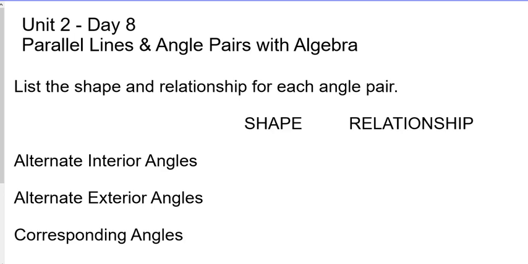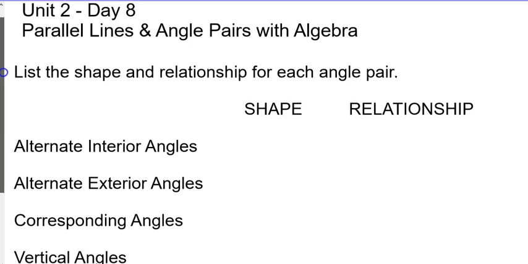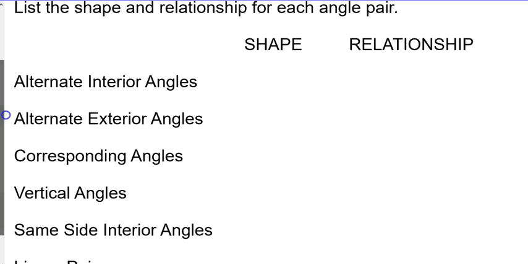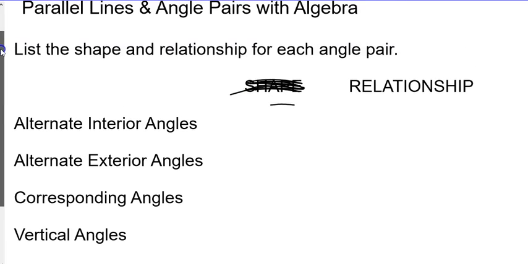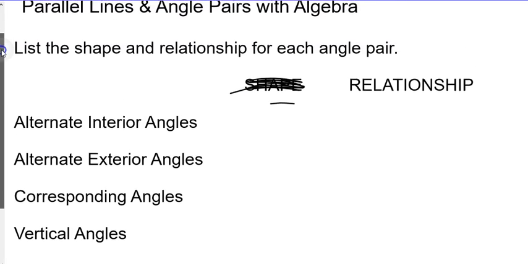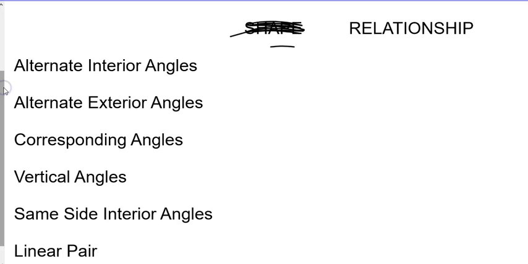All right, day 8. Pretty much what we just did with day 7, just with algebra. So we're going to extend our concept. Remember, we're not dealing with this whole shape thing, so you just cross that out. All right, if we have parallel lines, alternate interior angles. Okay, so remember, those are inside, but they alternate either side of the transversal.